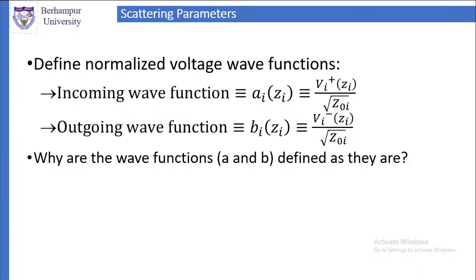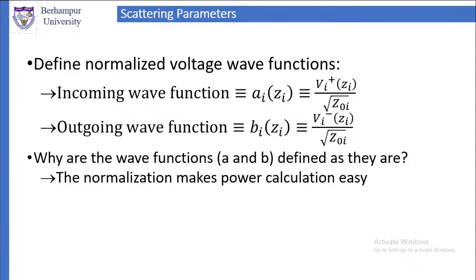Now, why are we doing this? Why are the wave functions A and B defined like this? There can be that question. The answer is that the normalization makes power calculation easy. That is the first thing.